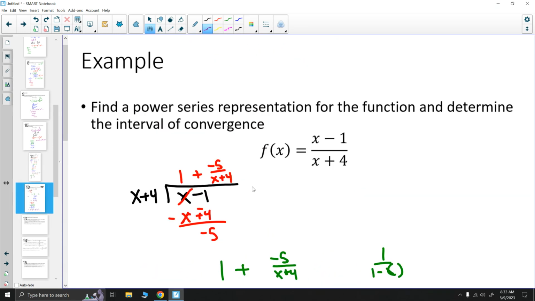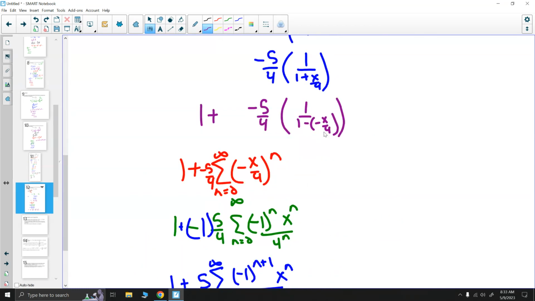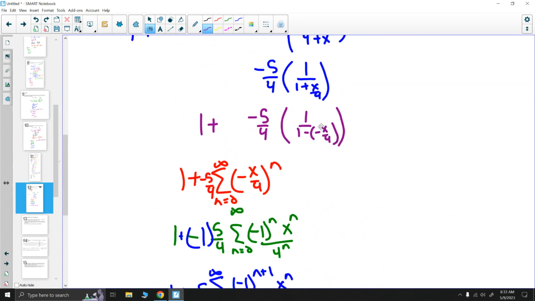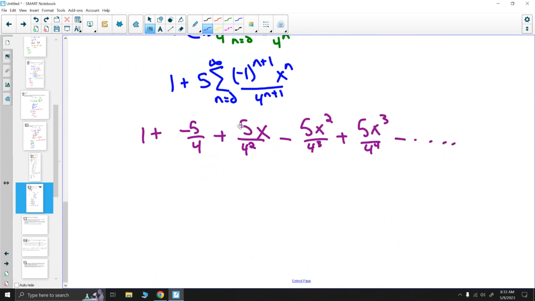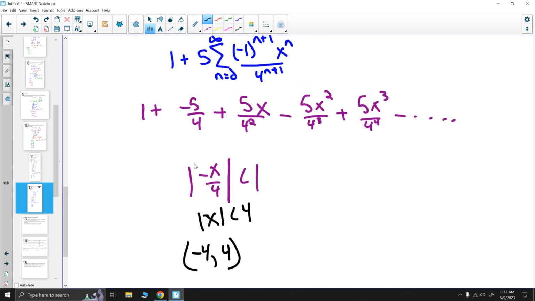All right. So let's talk about the interval of convergence now. So we need to go back to this parentheses here. So that is this thing, -x over 4. The absolute value of -x over 4 has to be less than 1. So that means x absolute value has to be less than 4. So that means that we're from -4 to 4 is our interval of convergence of when this would be true.